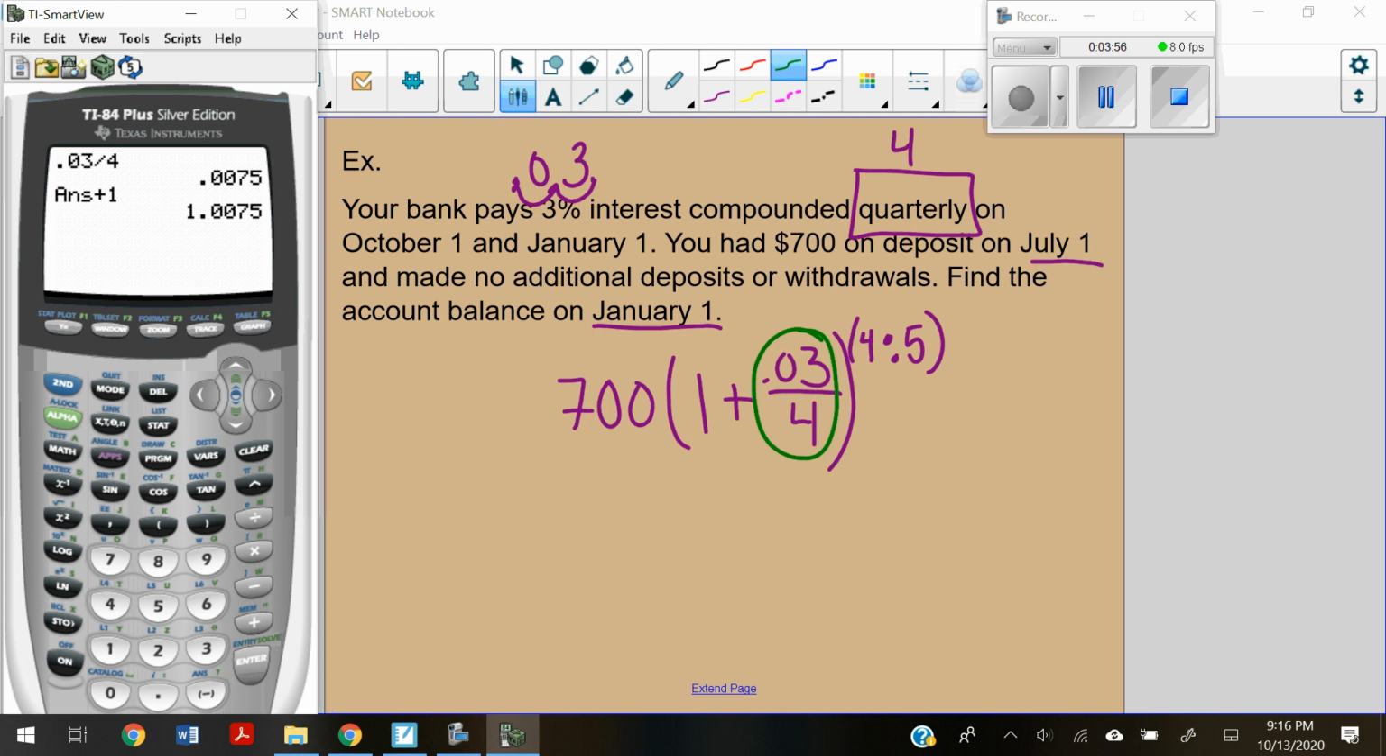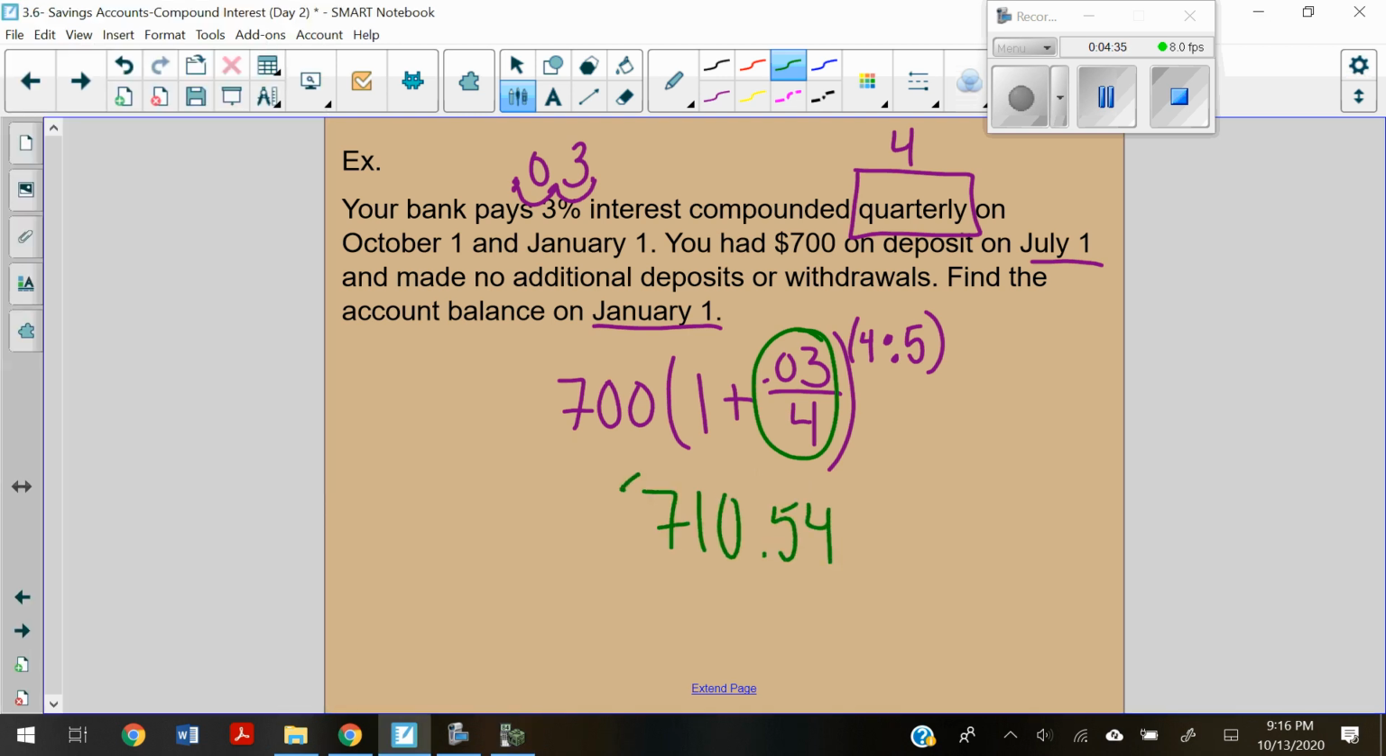Okay, now do I multiply it by the 700 or do I take it to the exponent? And in order of operations, exponents come first. So we're going to hit our exponent button, and then in there, I'm going to put parentheses. 4 times 0.5. Close parentheses. Enter, and then I take this times 700. All right, so I have $710.50. Ooh, there's a 3, the 9 is going to tell me to round it up. So 710.54.